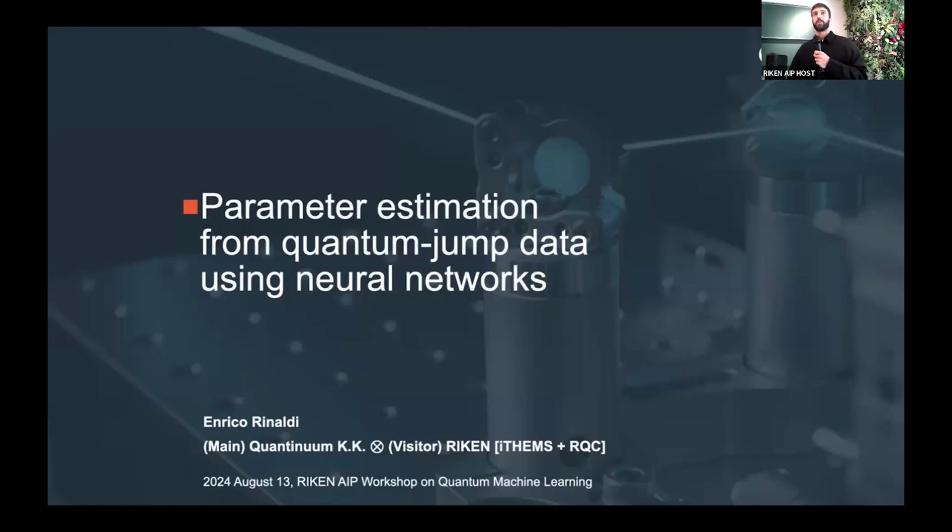I am a senior scientist at Quantinuum here in Tokyo, and also a visiting scientist at RIKEN. Today, I want to talk about one specific square in the image that the previous speaker has shown you, and in particular, how to use classical machine learning algorithms, but for quantum data. This is one of the possible directions of the so-called quantum machine learning field.